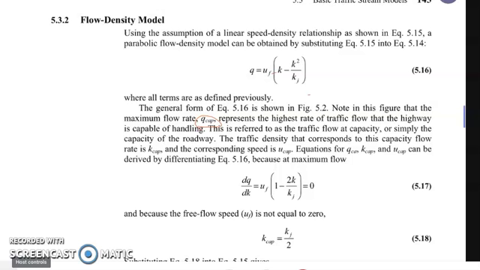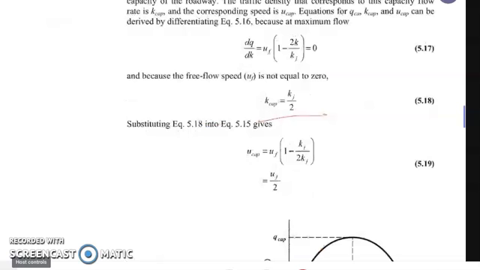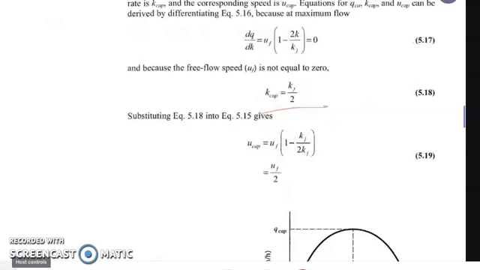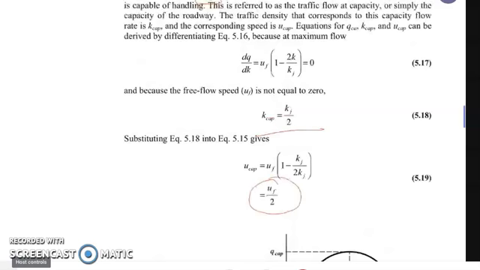We can have the value for k sub cap. We have to take note of our free flow speed, u sub f, and if it is not equal to 0, we can have this equation: k sub cap is equal to k sub j over 2. And we can have the value for q sub cap, which is u sub f over 2, as we simplify this equation.